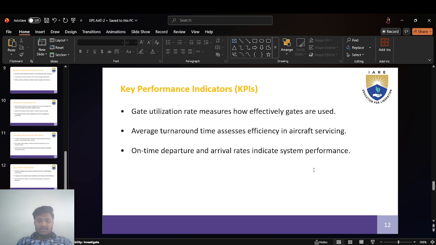Key performance indicators, KPIs. Artificial intelligence (AI) and machine learning (ML) will make gate assignments better. AI and ML are computer systems that can learn from past data. In airports, they can study patterns like flight delays, busy times, and gate usage. Using this information, they can suggest the best gates for incoming and outgoing flights automatically. This means fewer mistakes, fewer conflicts between planes, and smoother operations.